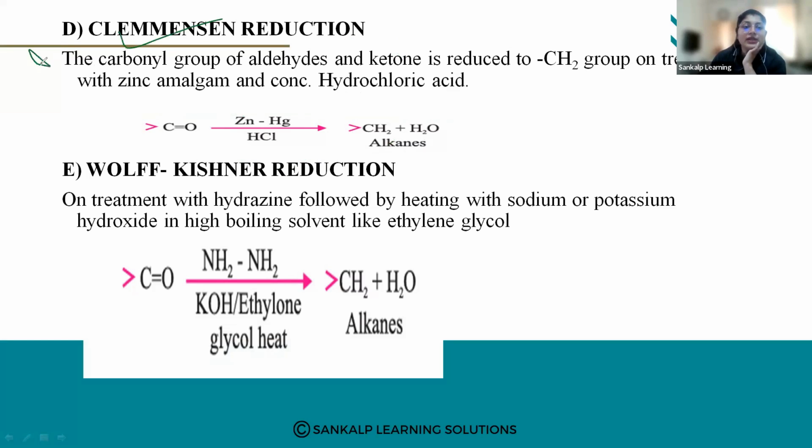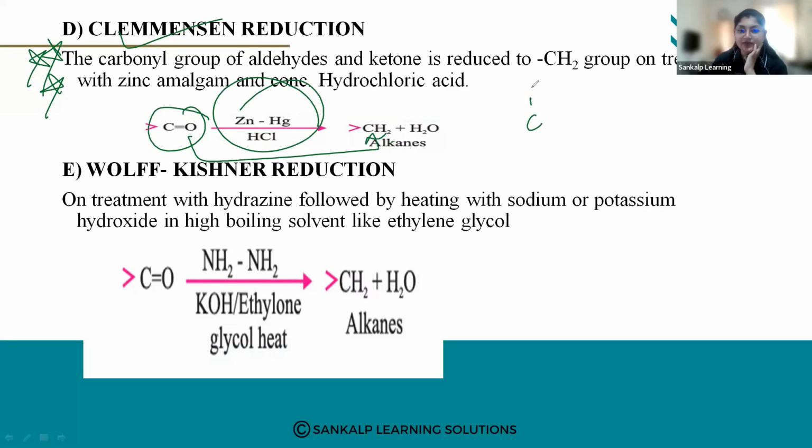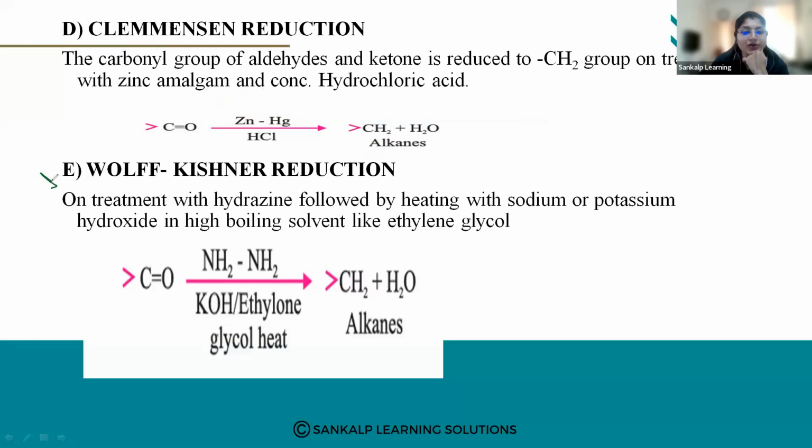So very important name reaction. Remember this name reaction, and you need to remember the reagent. What is reduced in Clemmensen reduction? Your carbonyl group is directly reduced to alkanes. C double bond O is reduced to CH2, with the reagent zinc amalgam in the presence of hydrochloric acid. Okay, so Clemmensen reduction. Next, one more important name reaction, Wolff-Kishner reduction.